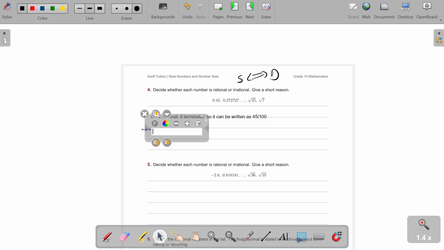And that's about it. The next thing to look at is 0.27 recurring. Now, this is not any ordinary 0.27. The dot dot dot implies that it's going to keep on repeating that specific pattern over and over and over again. So that's something to bear in mind. So this is 0.27, 27, 27, and so on and so forth, right? What does this mean for us? It's going to be rational. If a number is recurring, we're going to consider it to be a rational number.